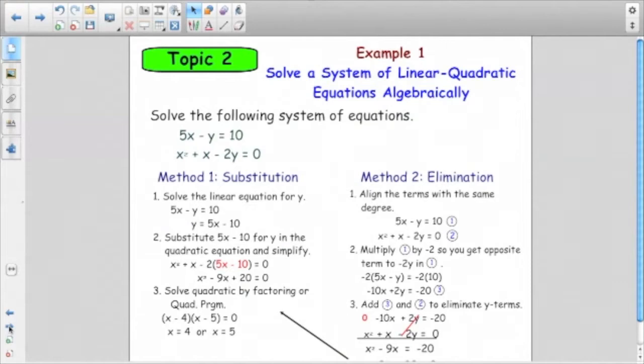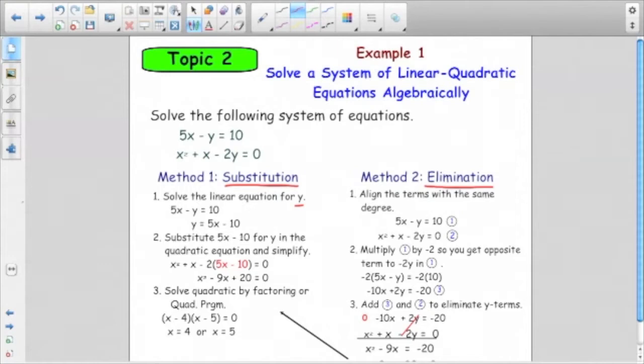Topic 2 now is solving systems using algebra. There's two ways we can solve. We can solve through substitution, or we can solve through elimination. With substitution, we just look at one of the systems and we want to isolate y. We want to get y by itself.